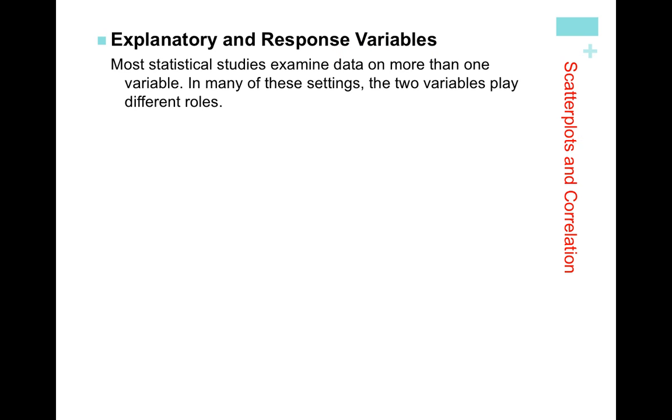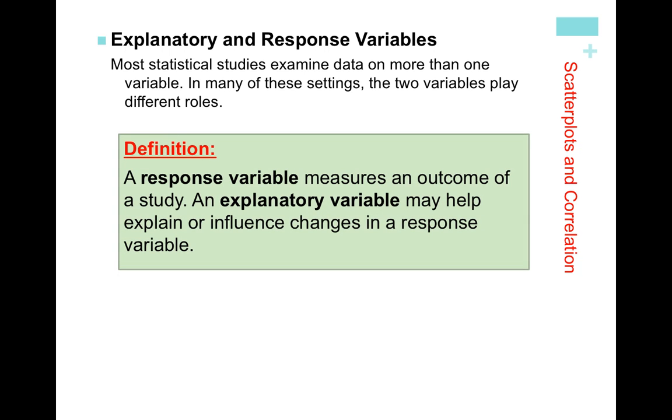So one thing that we need to be able to distinguish between is what we call explanatory and response variables. And so the explanatory variable is looking at what's going to explain or influence changes in the outcome of a study. So the outcome is going to be the response variable. And so when we graph, the response variable goes on Y, and the explanatory variable goes on X.